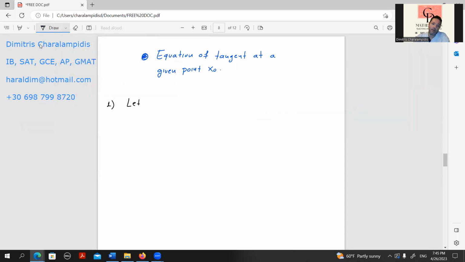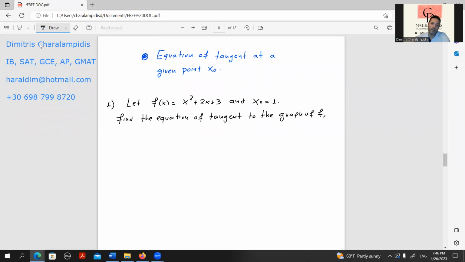Let f of x is x squared plus 2x plus 3 and x0 is 1. Find the equation of tangent to the graph of f at x0.